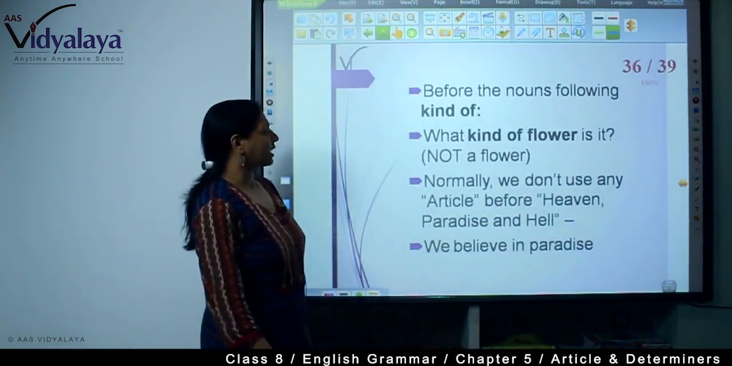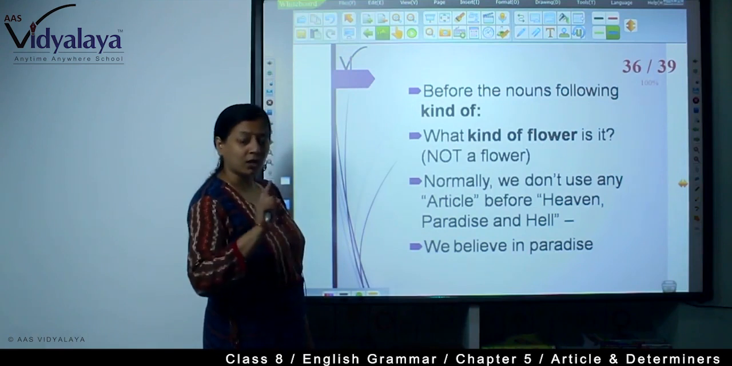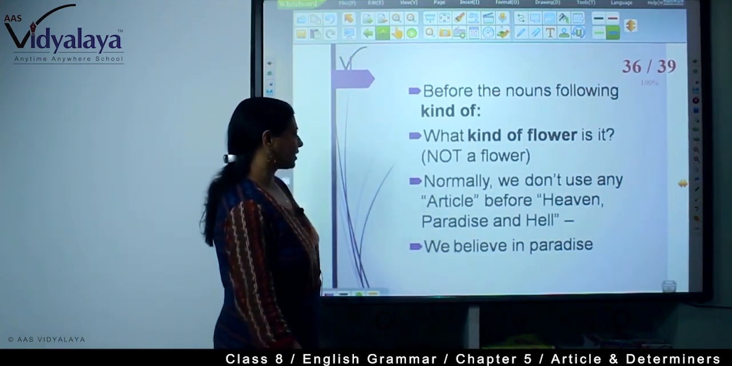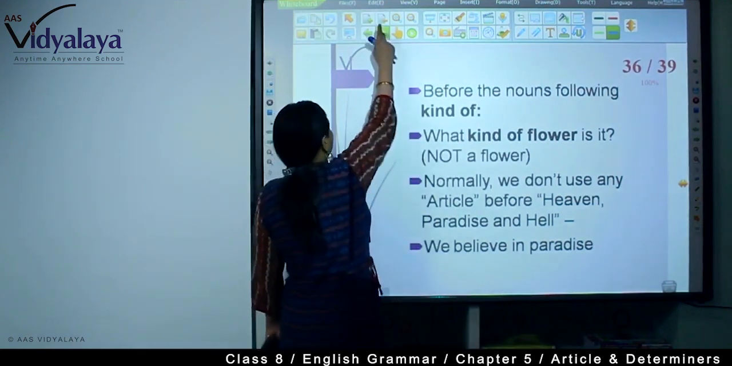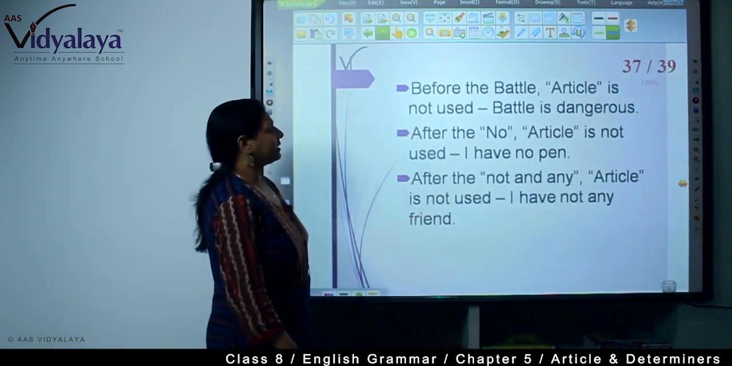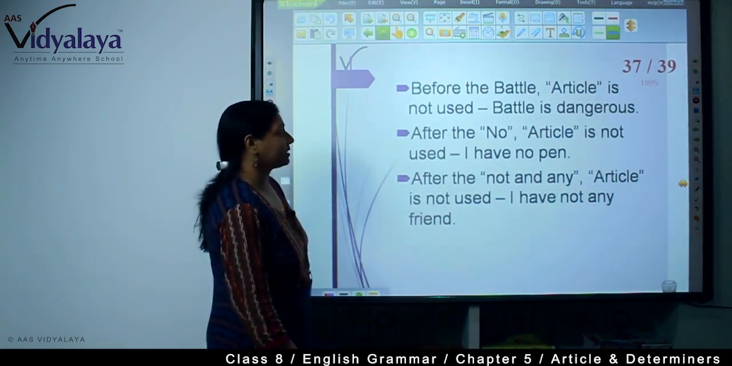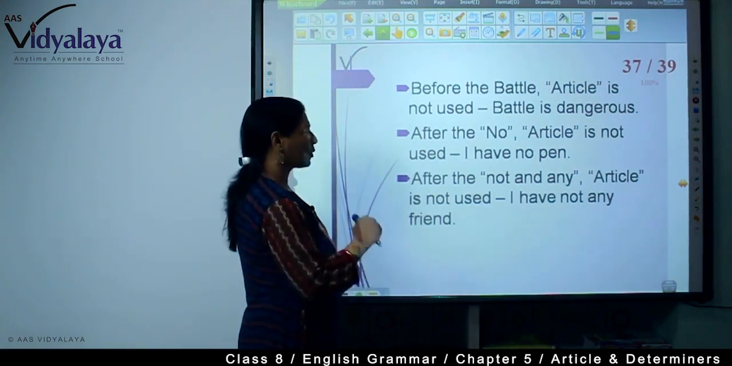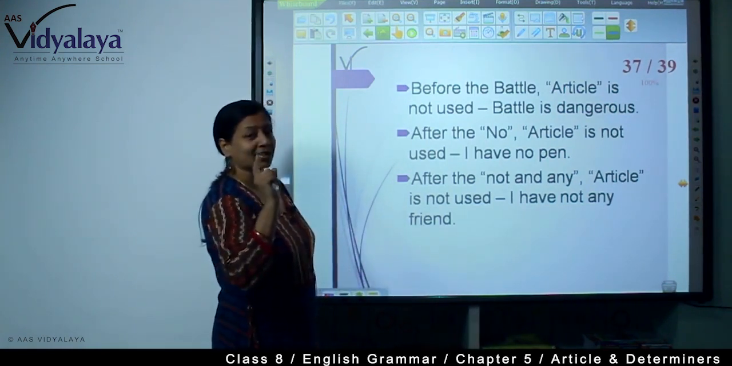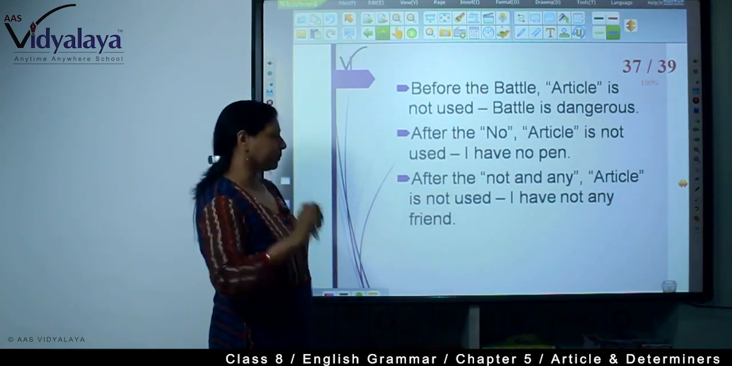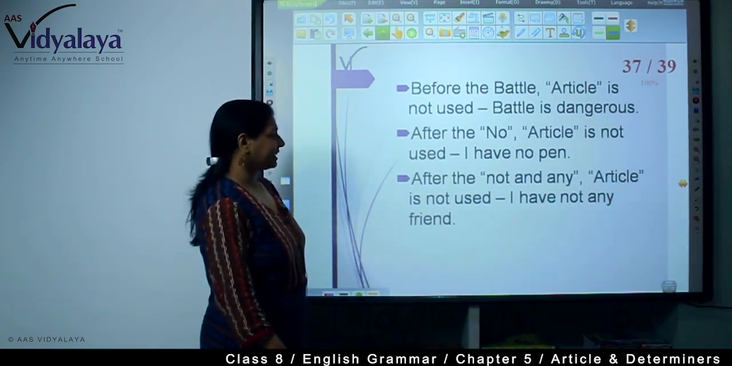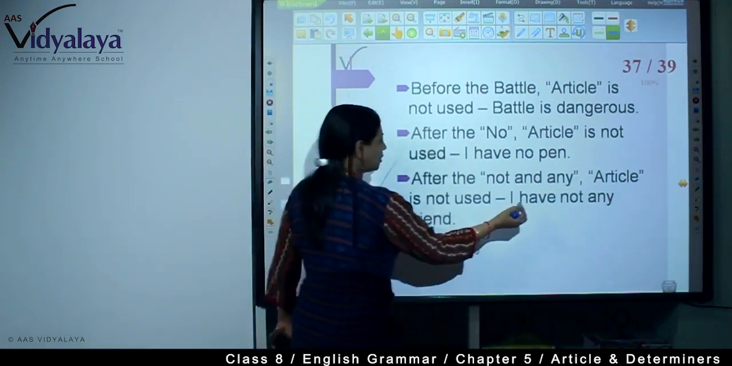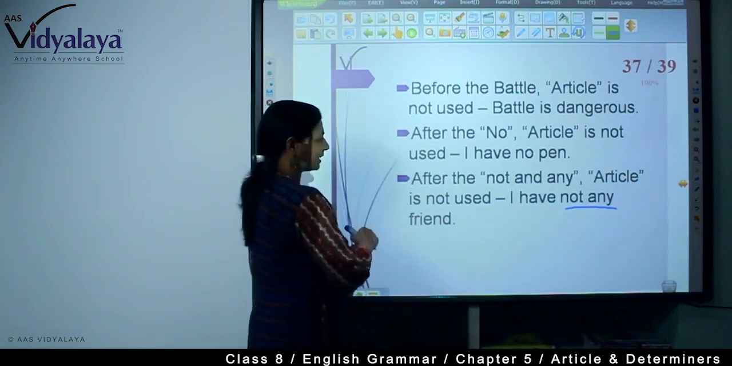Before the nouns following kind of: what kind of flower, not a flower, flower only. Normally we don't use articles before heaven, paradise and hell. Before battle, an article is not used. Battle is dangerous. After no, an article is not used. I have no pen. You don't have to write a pen. After not any, an article is not used. I have not any friend. So, with not any, you don't have to write a friend.